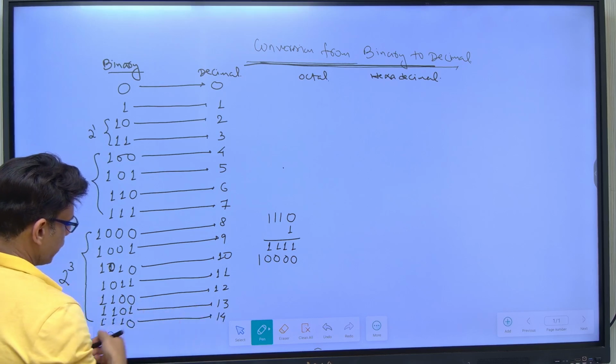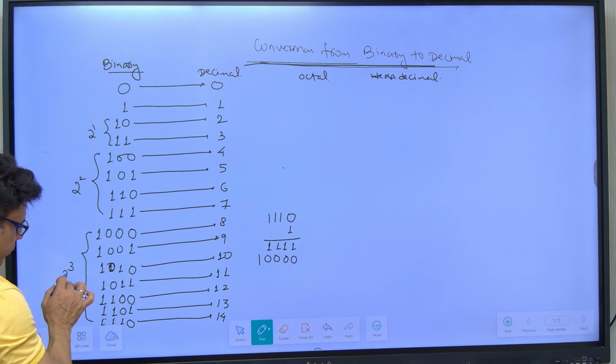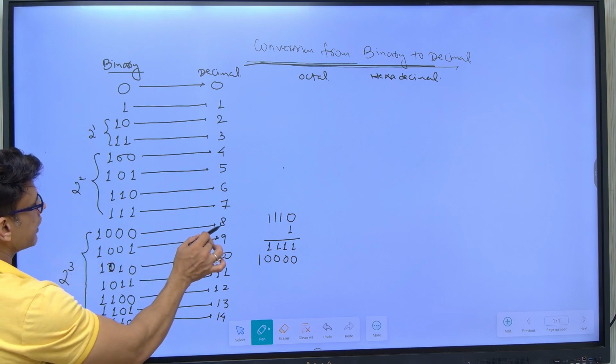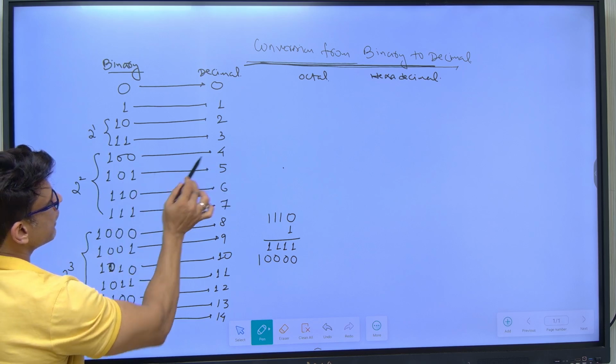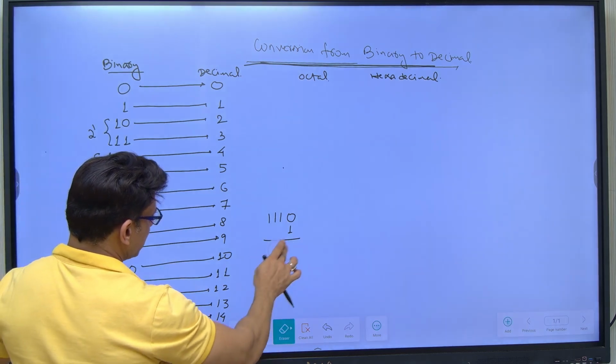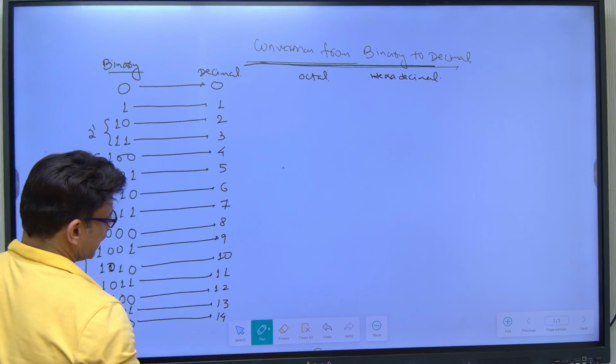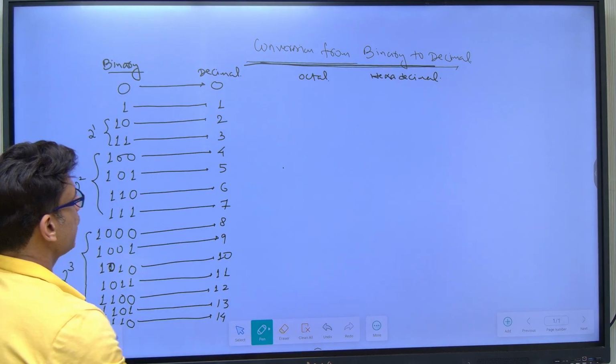Just a reference point of view. See, this 2 cube means 8, starting with 8. 2 square, 4, right? Just keep this pattern in mind. Although they don't ask you any question based on this pattern, they can ask. You never know.